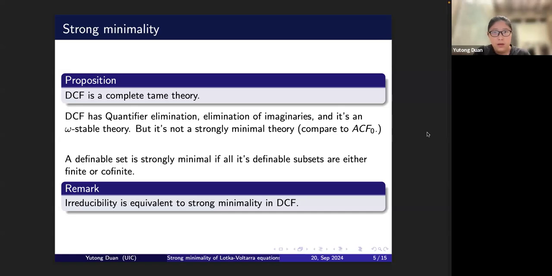Notice ACF_0 is a strongly minimal theory, but DCF_0 is not. So for example, y' = y.